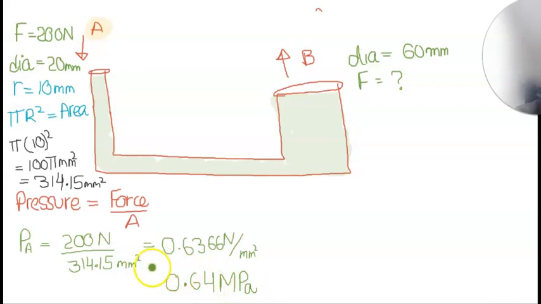Now, once I got the pressure at A, I need to find the force at B. To do that, we need to understand the concept that, according to the law, the pressure at A should be the same as the pressure at B. But before I look into the pressure at B, I need to find the area of B. So let's find the area of B.